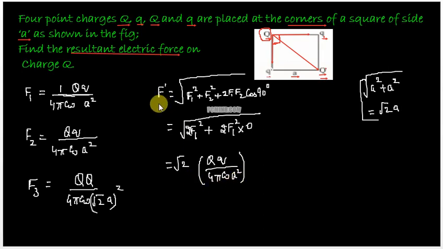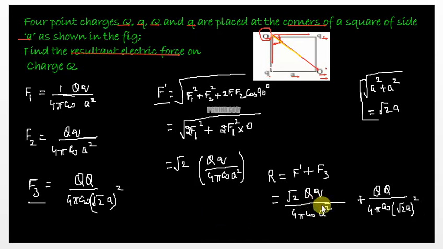Now F dash and F3, if we look at it in the diagram, the line of action of forces for both of them is going to be the same, this one, right, along the diagonal. So we just need to add them. Therefore the resultant force R is going to be F dash plus F3, and therefore we just simply add them and substitute the values here.